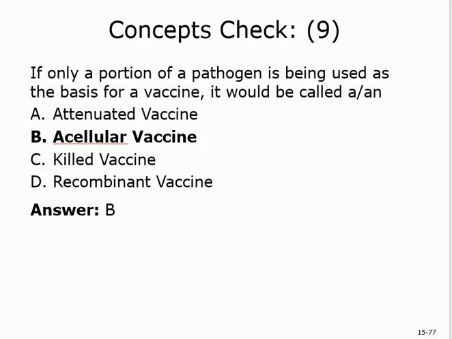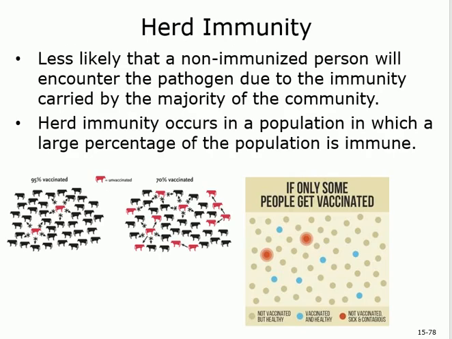Acellular. Yes. Herd immunity. Herd means like population. A population of something. Herd immunity occurs in a population in which a large percentage is immune. What does that mean? It means it's less likely that a non-immunized person will encounter the pathogen due to the immunity carried by the major part of the community. Here is what I mean by herd immunity. DPT, for example, is a vaccine that most people take, right? So what are the chances that you get diphtheria or tetanus? Minor. Why? Because most of the people are already immune. So we call that herd immunity.